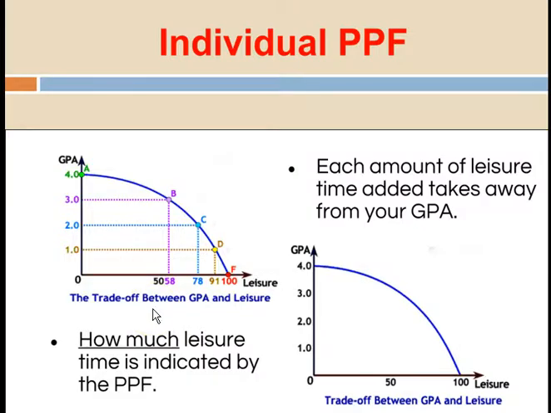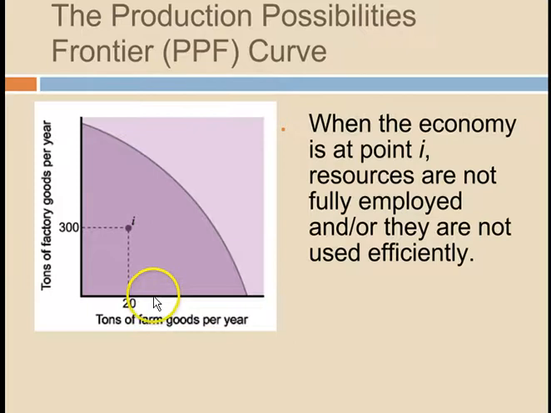This right here we're going to just squeeze by for a second. What we're showing here, letter I, is a point where an economy probably is not going to want to be. I represents that we're producing about 300 tons of factory goods or capital goods, and at the same time producing about 20 tons of farm goods per year.